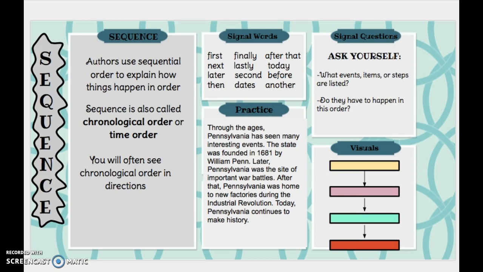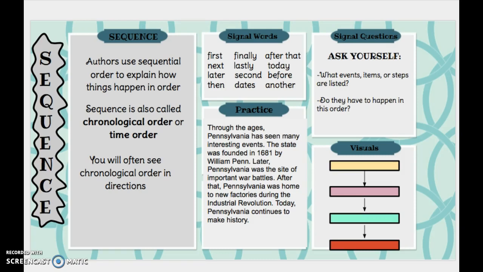Visuals are going to be seen below, so basically it's just showing you the order in which they happen. What happens first, what happens second, what happens third. Signal words include first, next, later, then, finally, second, dates, after that, today, before, another, and there's so many more. Think of them almost like your transition words, okay? First, second, third, next, then, finally, all of those.